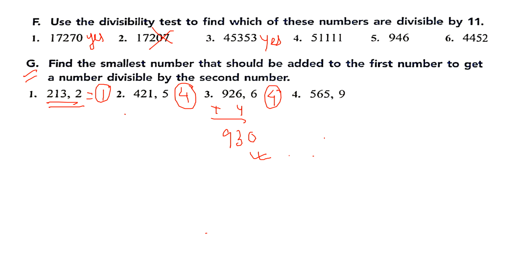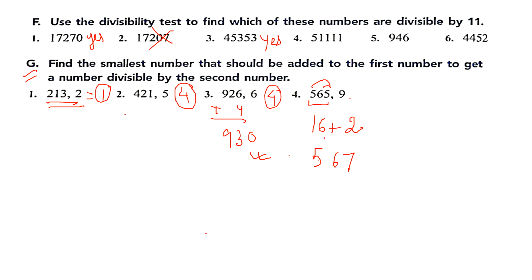So you will have to add 4 more to 926 so that it becomes divisible by 6. Now for this number to be divisible by 9, 5 plus 5 is 10, 10 plus 6 is 16. 16 is not divisible by 9. So how much more can you add here? You can just add 2 more, right? So if you add 2 more, let us say this has become 7, so this is 567.